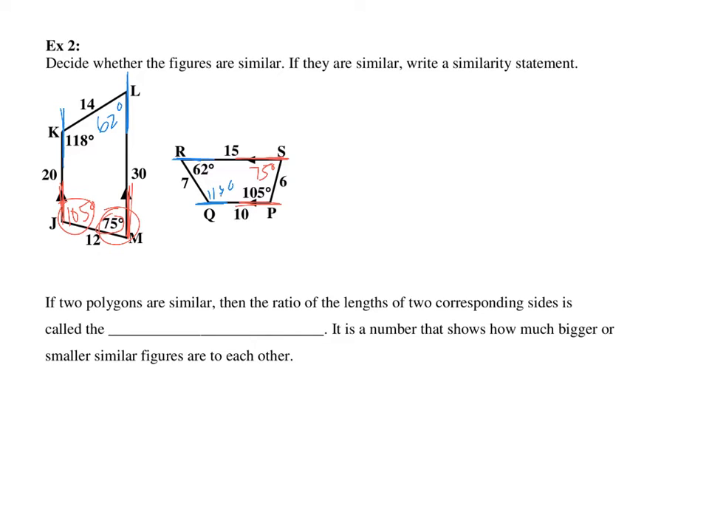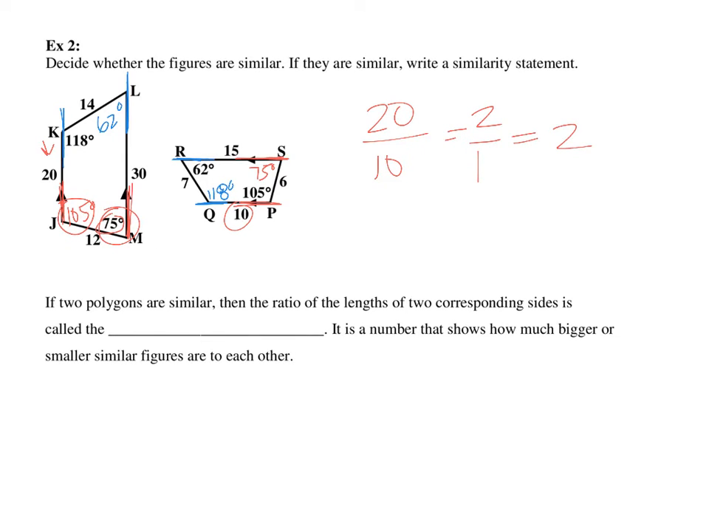So the criteria that all the angles are the same, or that they're congruent, has been met. Now let's look at the ratios. I have 20 right here to work with. And 20 should correspond to which side length? The 10. So that's 2 over 1.